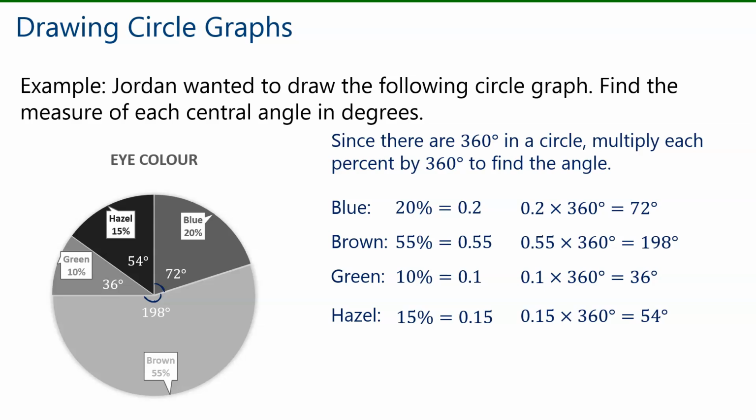So now you should always check your answer. You should add up the angles to see if they total 360 degrees. And if they do, then you did it correctly. So now Jordan can use his protractor to help draw each angle for his circle graph.